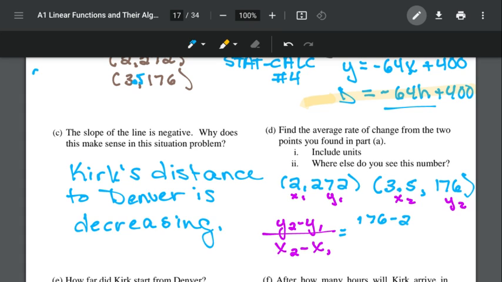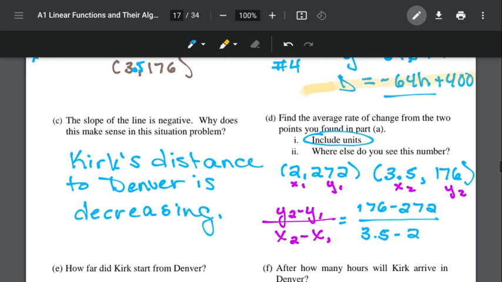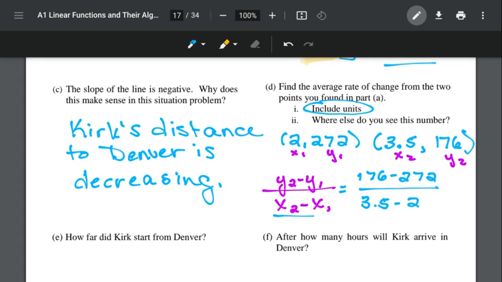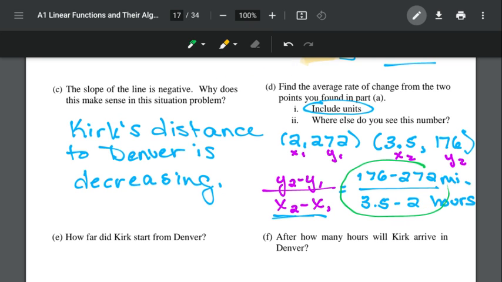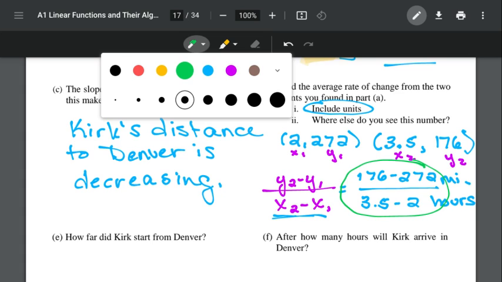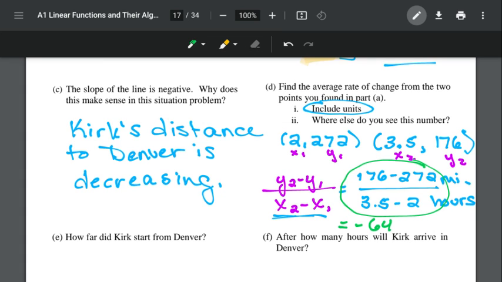I'm going to run out of room with this one. Now up here it says to include units, so I'm going to do that. We know our x unit is hours, and the y unit is miles. Okay? So now, in your calculator, you get negative 64 miles per hour. So in this case, slope is the same thing as your speed. So from now on, whenever you hear the word speed, you can think slope.